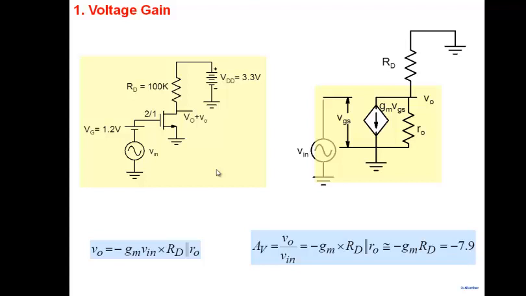Look at the value here. Even with the 100K resistor, I get 7.9. That's all, a voltage gain of 7.9. So the magnitude is relatively small. Also note the negative sign. There's a 180-degree phase difference between the input and the output. Our output resistance R0 is 3.3 mega ohm.